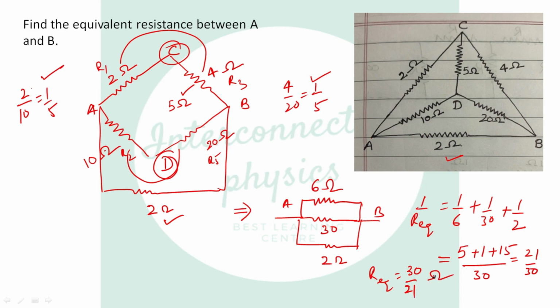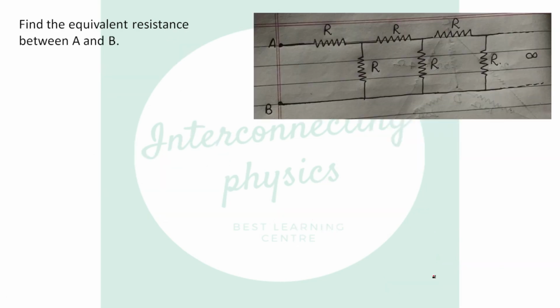Okay. Now let us start with the next problem, that is the infinite network. We have done with Wheatstone bridge type problems. Now we are going to start the infinite network. It is also called an infinite ladder of resistors or infinite network of resistors or infinite grid of resistors. So here we have to calculate equivalent resistance between point A and B. You see here R, R, R, R, R, R up to infinity. That means this R unit is repeating again and again.